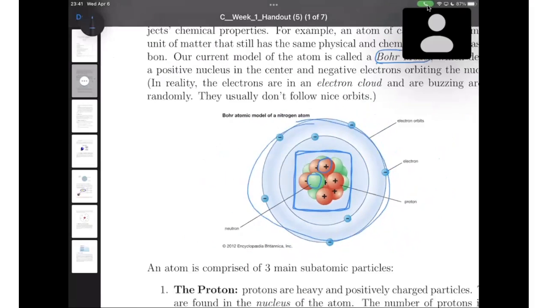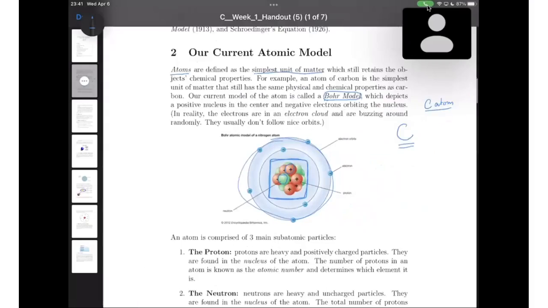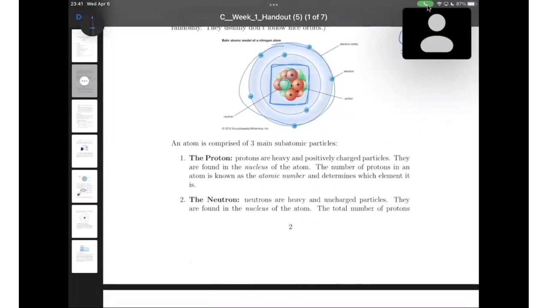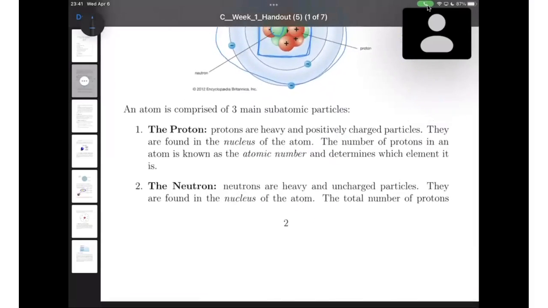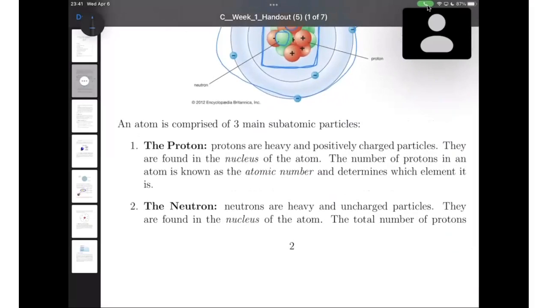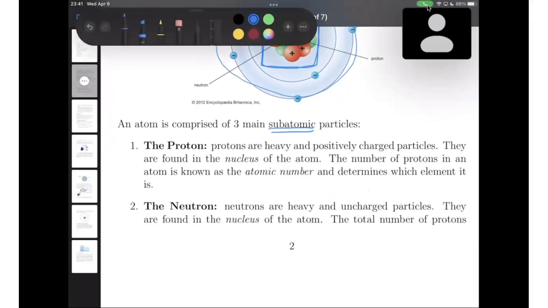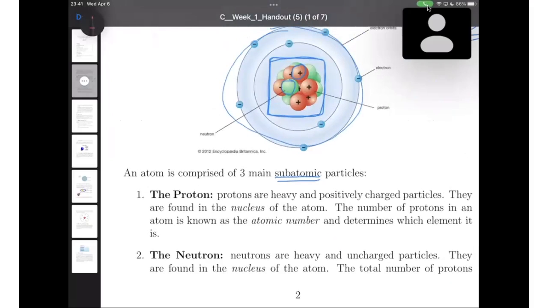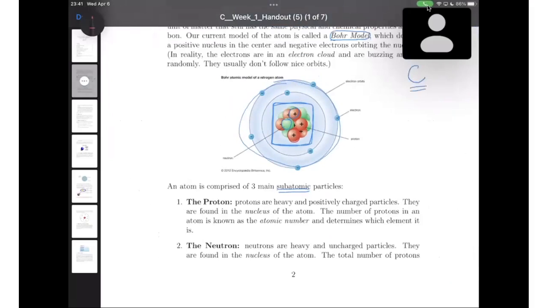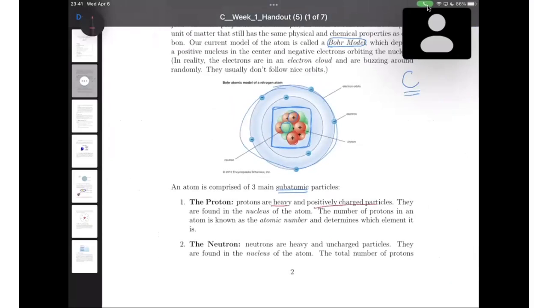Now, I just want to cover a few important properties of these three particles, the proton, the neutron, and the electron. A quick note, these are all called subatomic particles because they are within atoms. All right, let's begin with the protons, which I'll do here in red to match the diagram. Protons are these red atoms you see. They're heavy and positively charged particles, and they're found in the nucleus, just like we said.